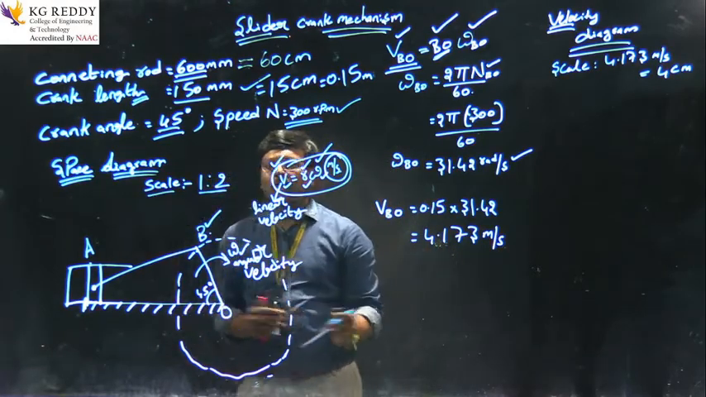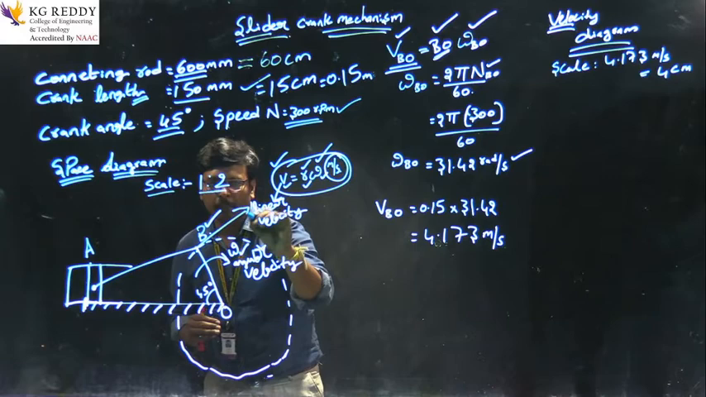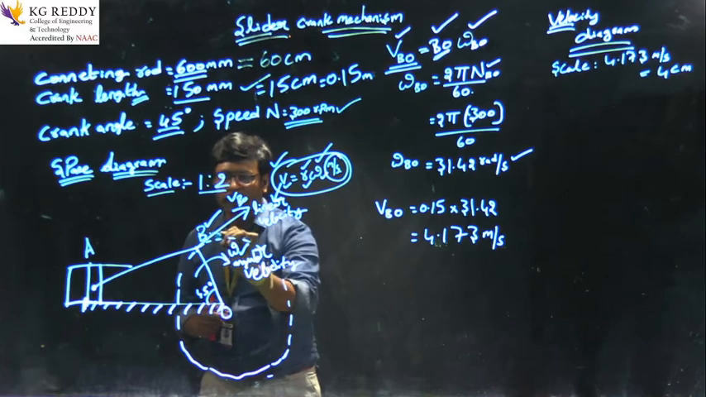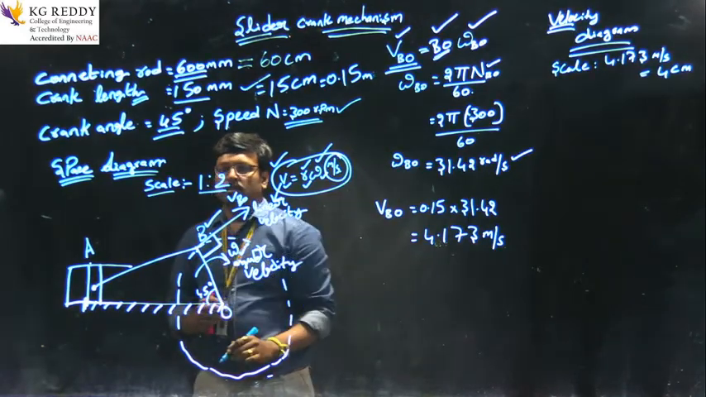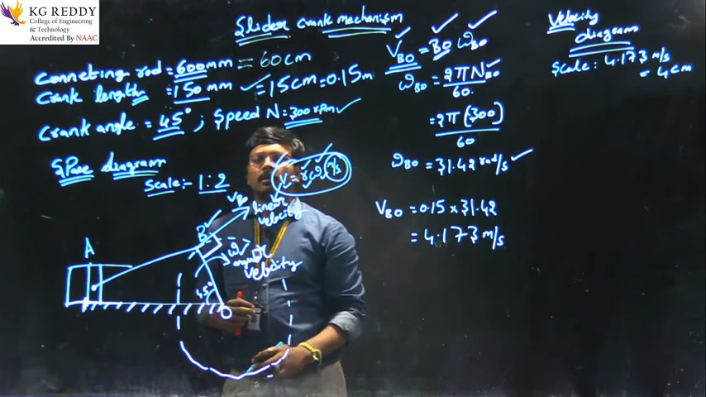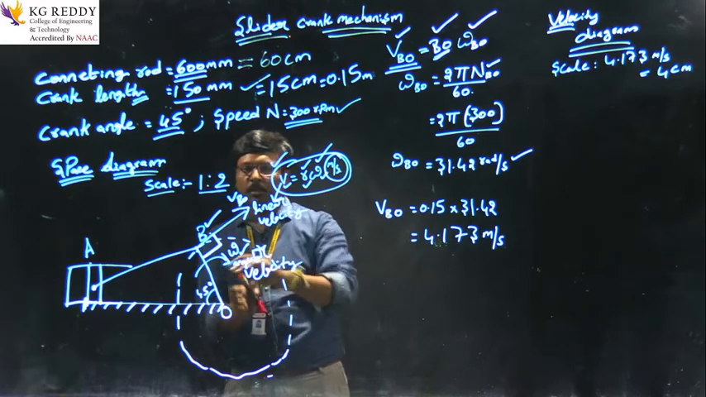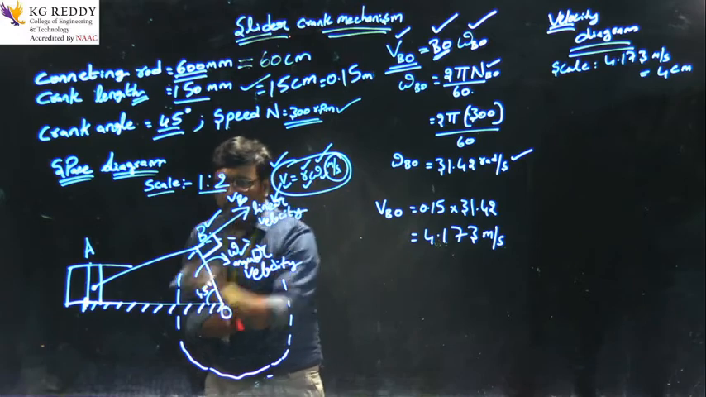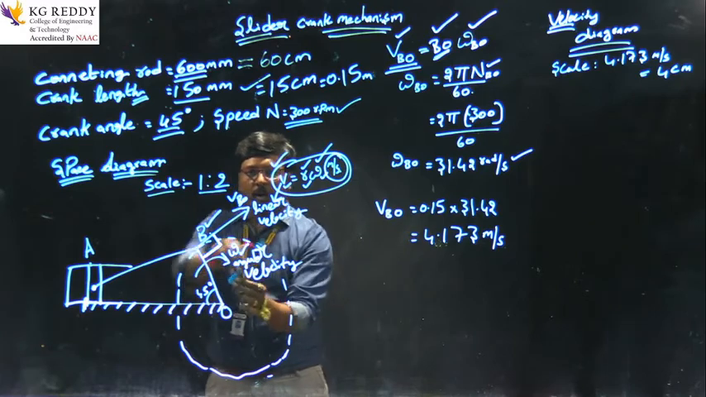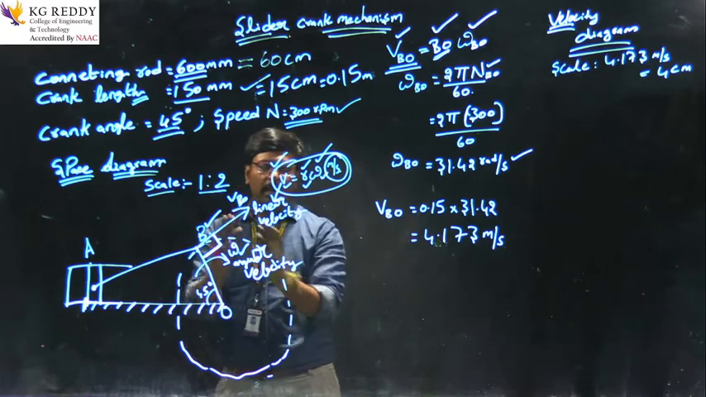That is the magnitude. So what about the direction? The velocity of B with respect to O must be perpendicular to the crank, named OB. That means velocity always acts perpendicular to a particular link. Why am I taking this direction and not downwards? Because it is rotating in a clockwise direction, so the velocity is in this direction. That is the direction, and this is the magnitude.